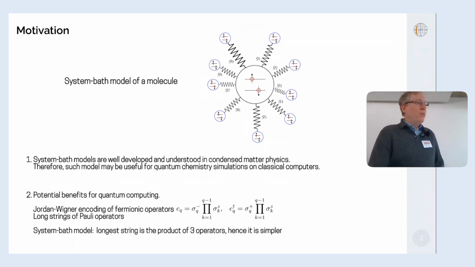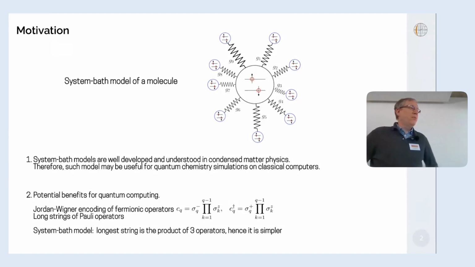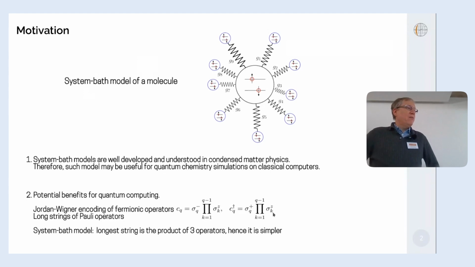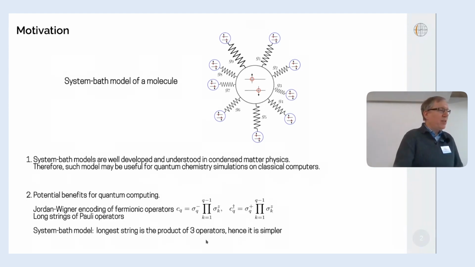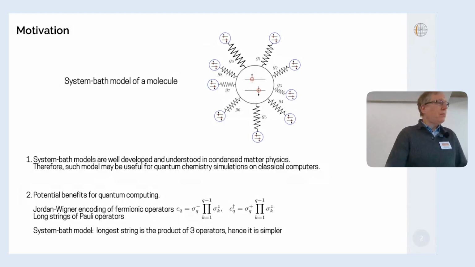And second, of course, we have quantum computing in mind, because the system-bus model is more convenient for programming quantum computers. Quantum chemistry Hamiltonians are expressed in terms of fermionic creation operators, which are very hard to program on quantum computers. People use, for example, the Jordan-Wigner transformation, which leads to very lengthy products of Pauli operators, while our model at the moment has only 3-operator-long products. And it can be reduced to 2 if one simplifies a bit further.